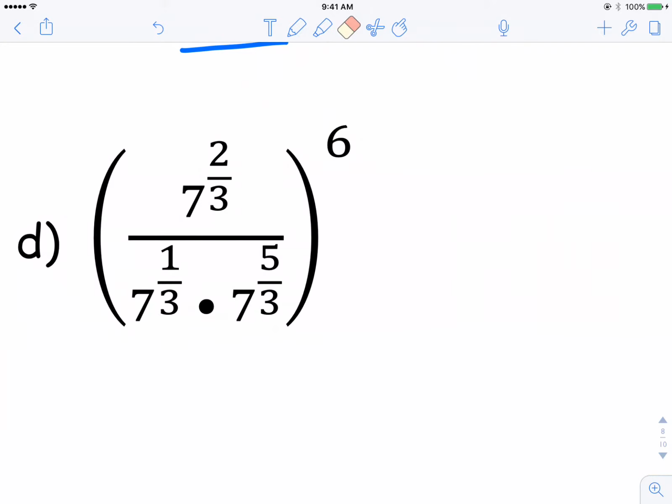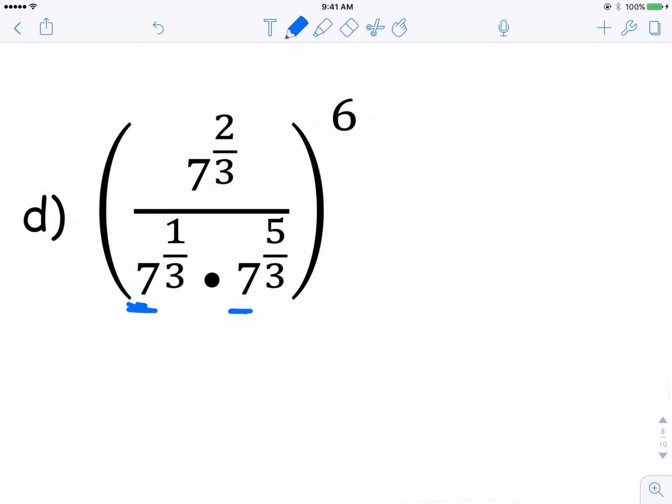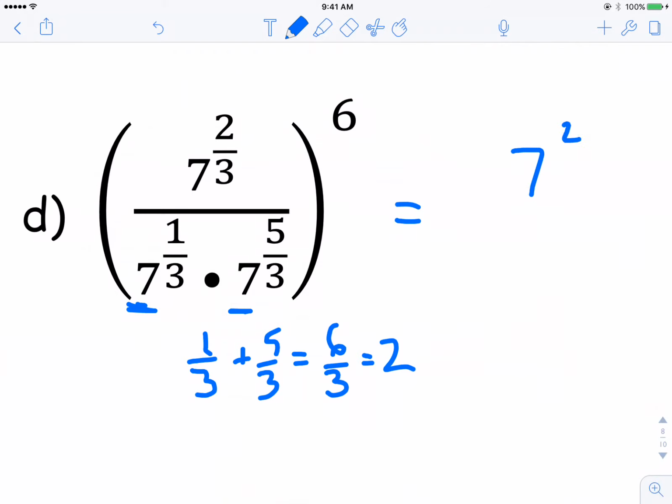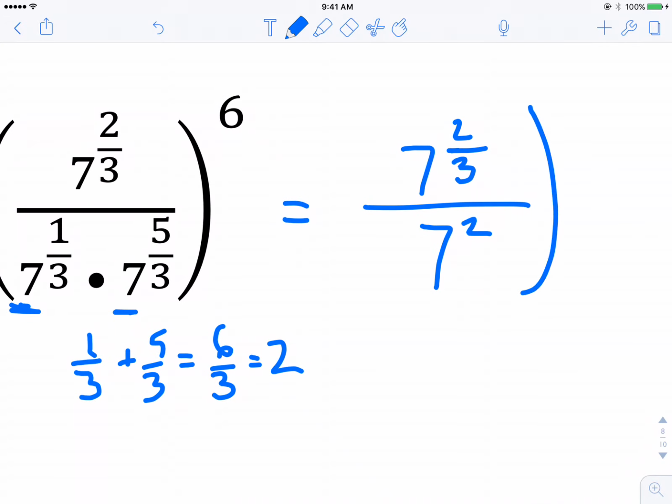But I have 7 to the 2/3 over 7 to the 1/3 times 7 to the 5/3. Well, these are the same base, 7 and 7. I'm multiplying together, so I'm going to add these exponents. 1/3 plus 5/3 is equal to 6/3, which is just equal to 2. So this becomes 7 to the 2/3 all over 7 squared raised to the power of 6.